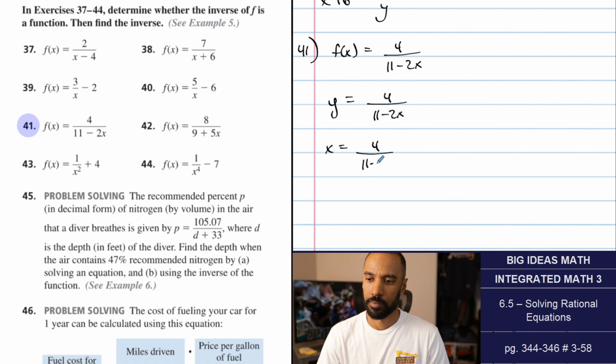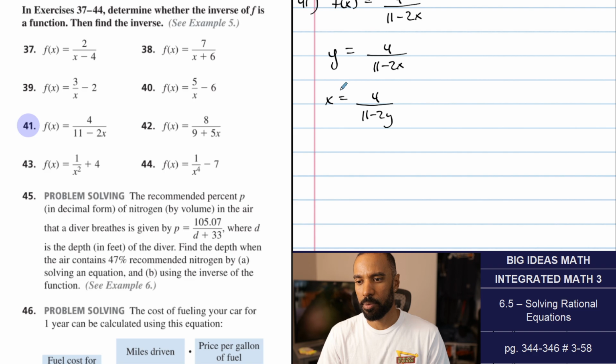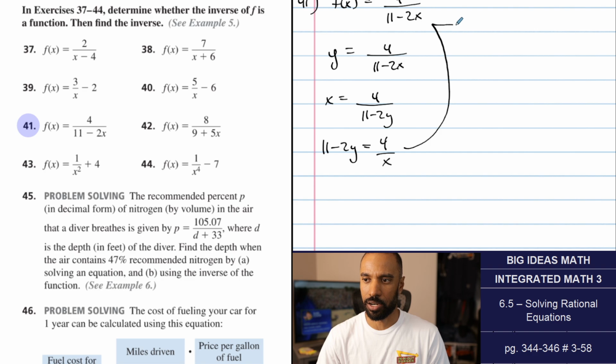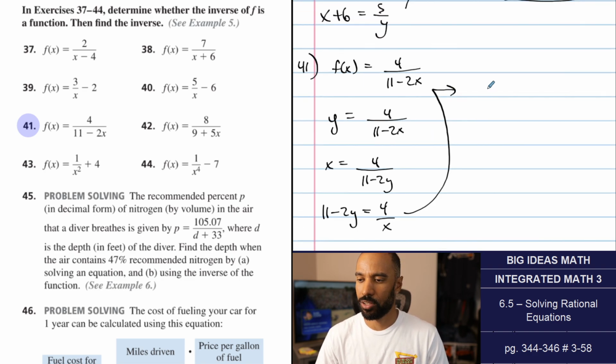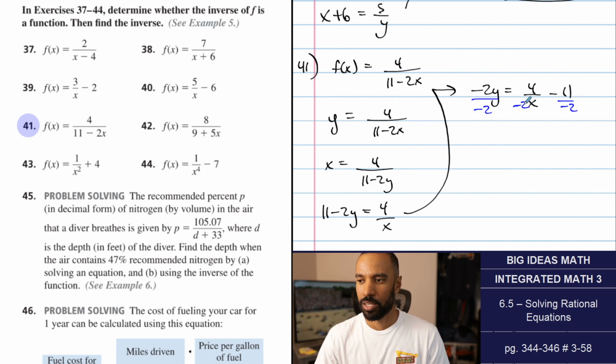Let's go and solve for y. This one's normal. We're going to multiply both sides by 11 minus 2y, divide both sides by x. We get 11 minus 2y equals 4 over x. Now, this takes a little bit more to do here. We have to subtract 11 from both sides. And we get negative 2y equals 4 over x minus 11. And then we'll divide both sides by negative 2. Now, when I divide by negative 2, that means this would go here and here. It goes with that 2x thing there, and I can simplify that.